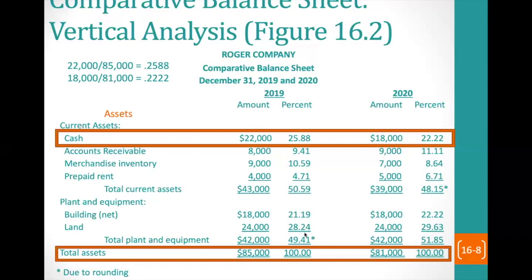If you notice down here, the plant and equipment has a star beside it. When you divide this out, you may get a different number, but you need to round it so that it equals 100%.